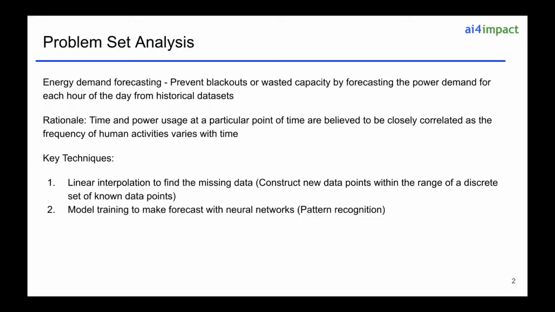The reason for us to carry out energy demand forecasting is to prevent blackouts or excess capacity, as we believe that time and power usage are closely correlated, as the frequency of human activities varies with time. The first key technique we use is linear interpolation to find the missing data, and the second is that we train a model to make forecasts with neural networks.